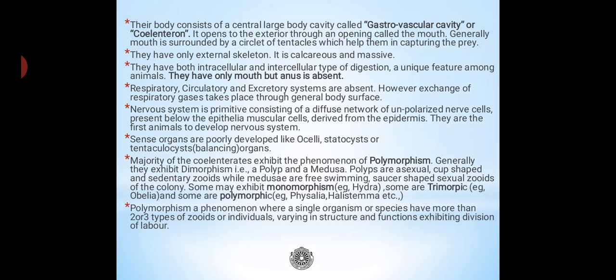Polymorphism is a phenomenon where a single organism or species has more than two or three types of zooids or individuals, varying in structure and functions, exhibiting division of labor. So basically, polymorphism is exhibited in order to distribute the work among the different structures of the same member or the same individual.